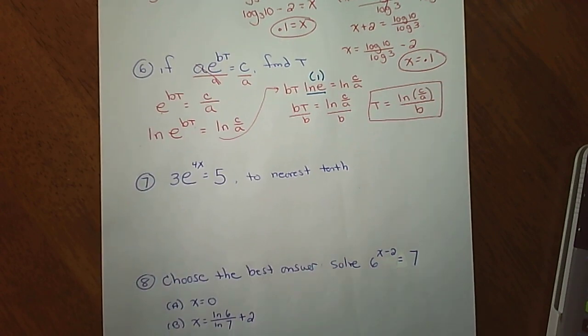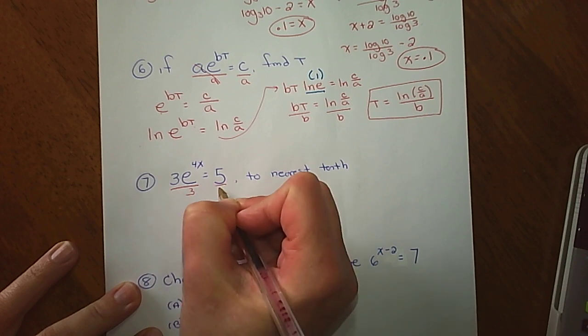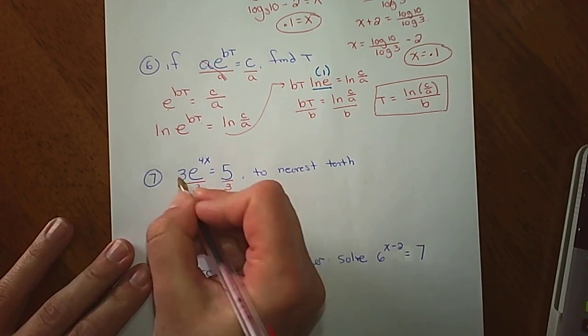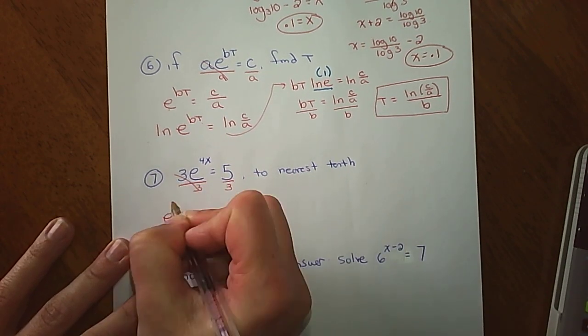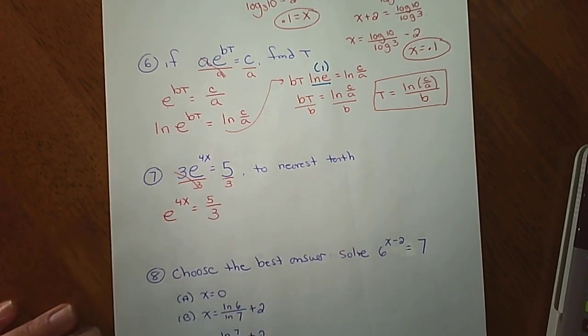All right, now why don't you guys try this one on your own? Pause me for a second. Give this one a try. Okay, so I hope you paused me. I'm hoping the first thing you did was divide by 3. That cancels. So e to the 4x equals 5 over 3.